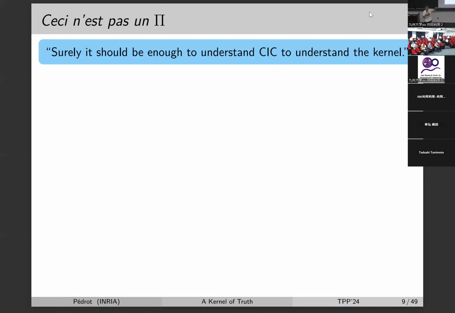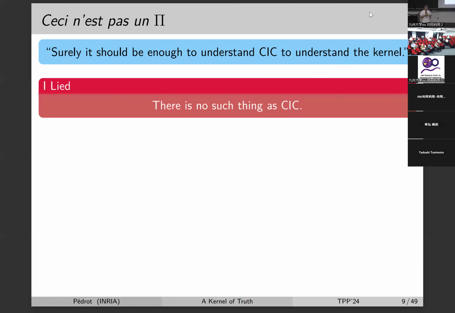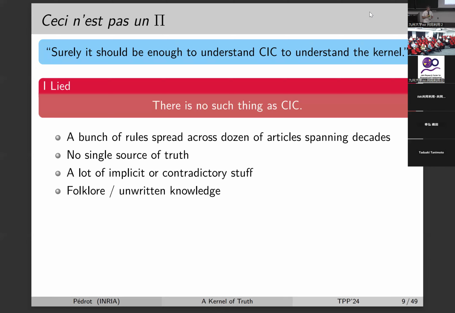Okay, so I'm not going to interrupt, but it should be enough, in an ideal reductionist world, to understand the kernel as a type checker. First problem, I lied. There is no such thing as CIC, for various reasons. First, because there is not a single system, but a lot of systems that have been written in a lot of articles, spanning a lot of time. So it's like a distributed knowledge at its best or worst.